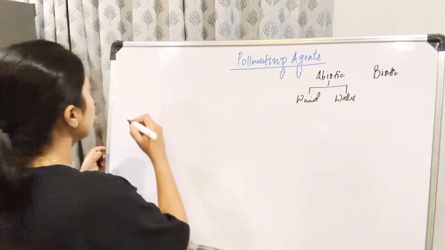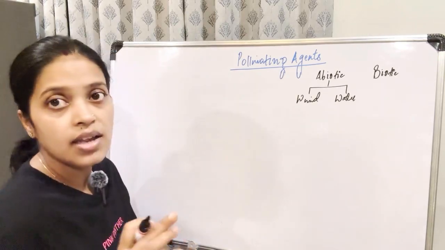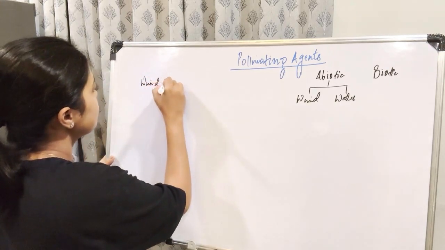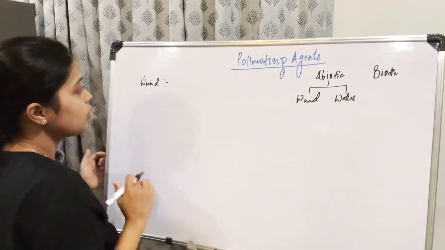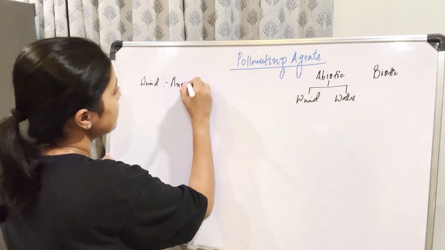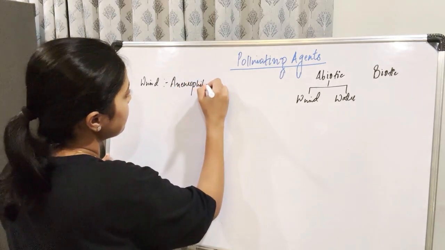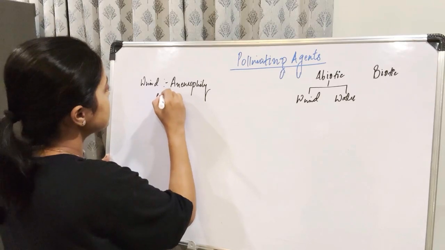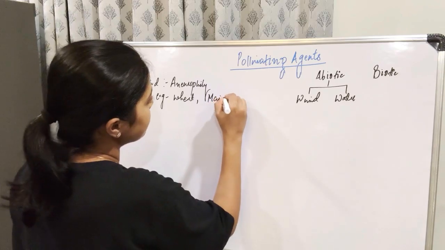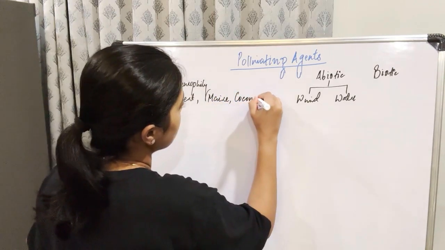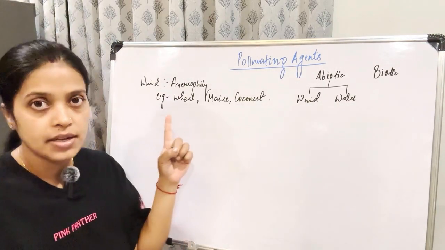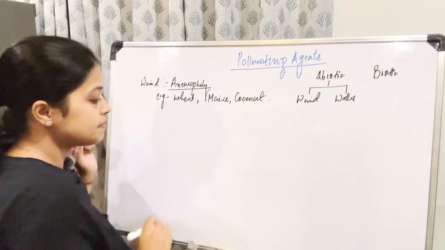Okay, so when the pollination of a flower is occurring through the wind, it is called anemophily. The examples are wheat, maize, coconut. Okay, so in these plants the pollination occurs through wind. It is called anemophily.